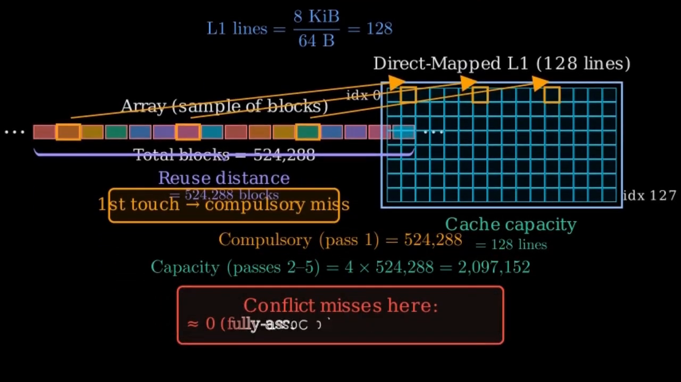Are there conflict misses? In a direct mapped cache, conflicts happen when 2 live blocks map to the same index and evict each other before reuse. But here the working set is enormously larger than the cache, and we do not reuse a block until the next full pass. Even a fully associative cache of the same size would still miss on every access in passes 2 through 5. So conflicts do not add misses beyond capacity here. We count conflict misses as essentially 0.